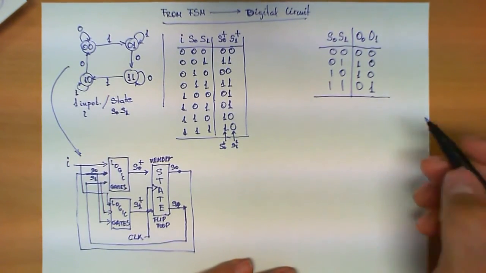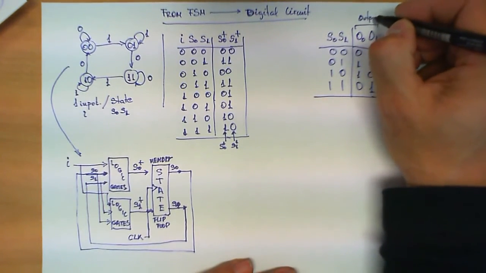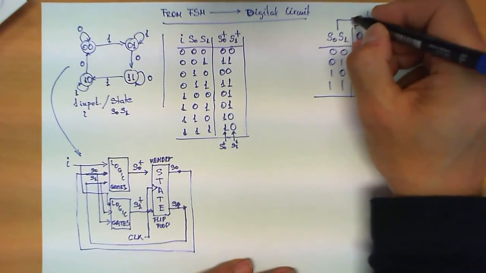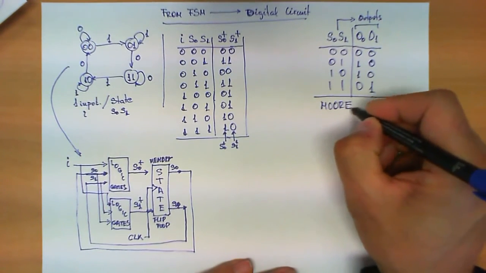Now one more observation before we proceed. Since the outputs only depend on the value of the current state, this is what is called a Moore machine.